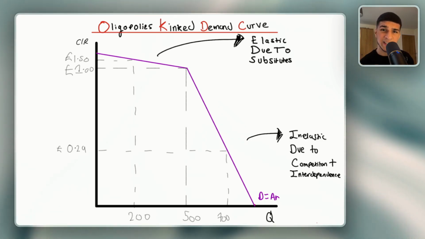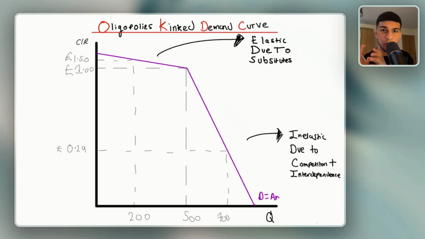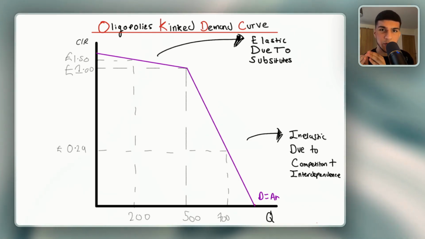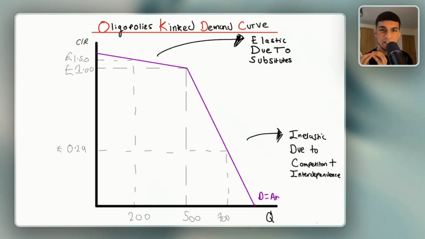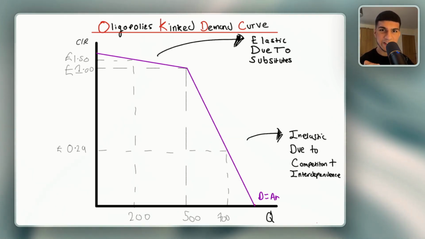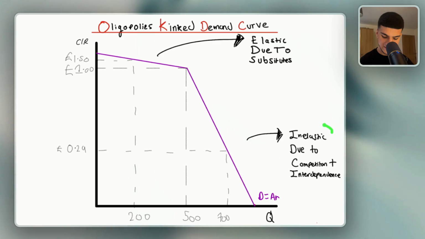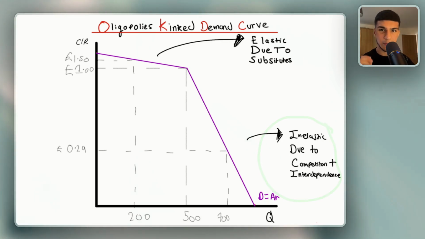However, in reality, due to the interdependence, Coca-Cola will have to do the exact same thing. They will have to also decrease their price to 29p to remain competitive. And that is ultimately why the second section of the kinked demand curve is inelastic due to competition/interdependence. Now, we've covered our demand curve, let's add our other curves.